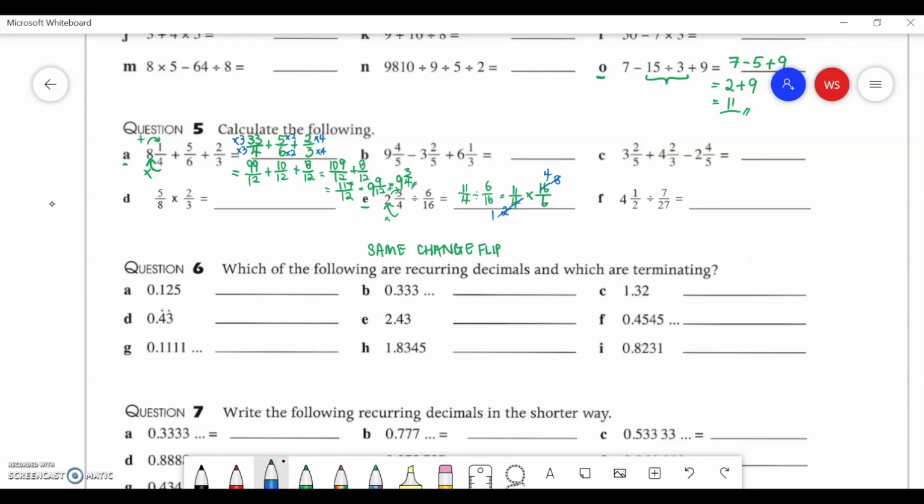Right, there is also a common factor between 4 and 6. So 4 divided by 2 gives you 2. 6 divided by 2 gives you 3. That will be it for cancellations.